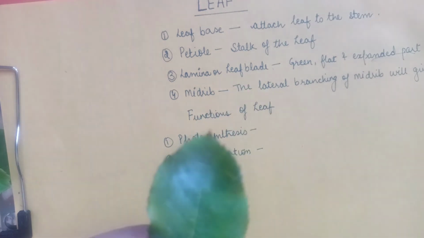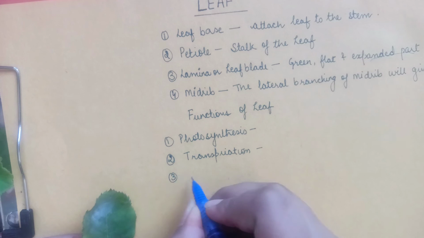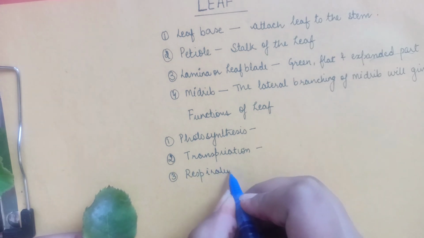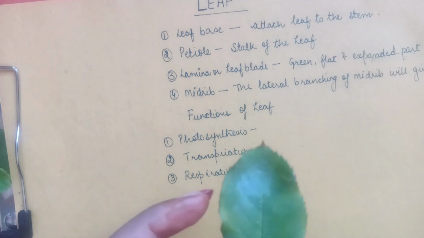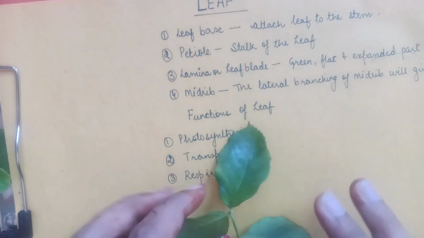Yes, and respiration. There is no doubt that respiration is the third function. So exchange of gases, I told you that they occur through the stomata, and stomata are present in the leaves. So this is the structure of the leaf and the functions of the leaf. I hope this video is clear to you.